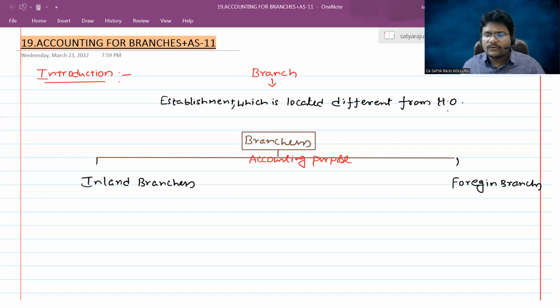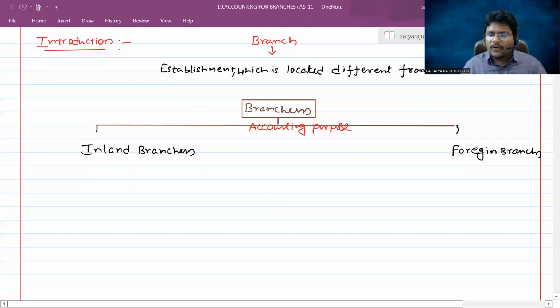We will see it once again through our material, each and every corner. But as a formal introduction, I just defined the branch and explained how it is different from the department. Okay. Now I already introduced the classification of branches. For accounting purposes, branches are broadly categorized into two types. One is inland branches, another is foreign branches. This is purely from the accounting perspective.